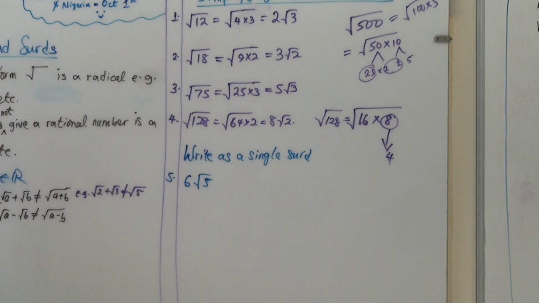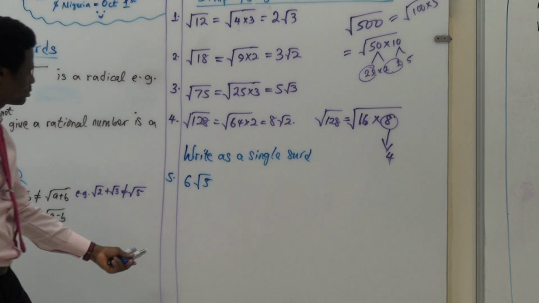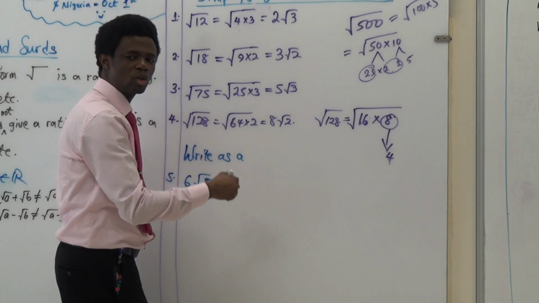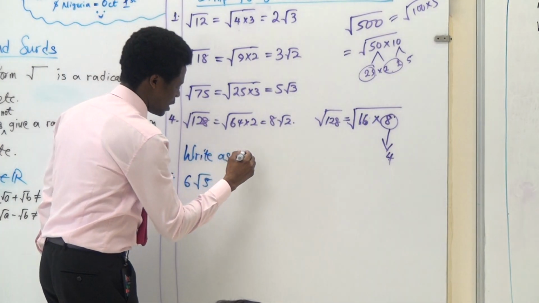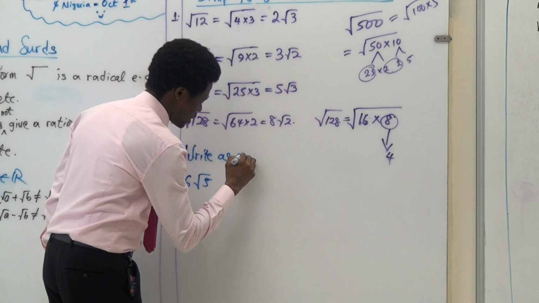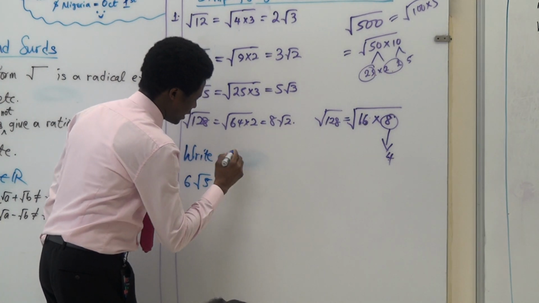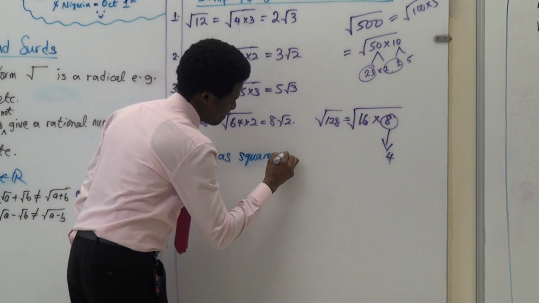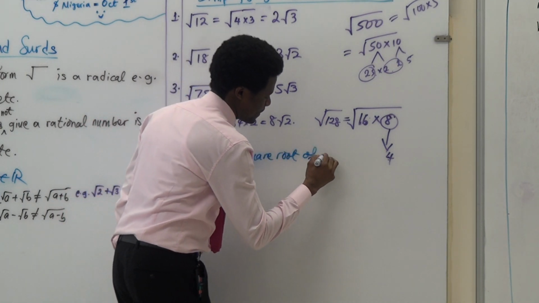So write as a single surd. When I say single surd, it's a square root of a single number. Maybe you mean like square root of 36 times something? Yeah, as a square root of a single number. Is it 180? Square root of 180.